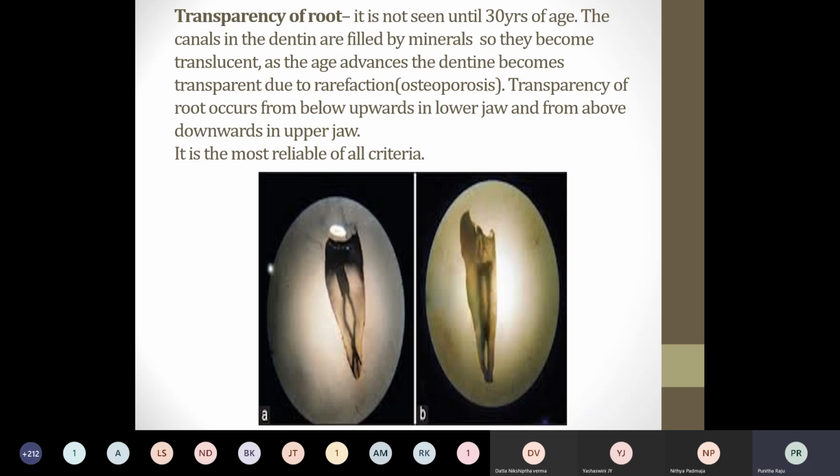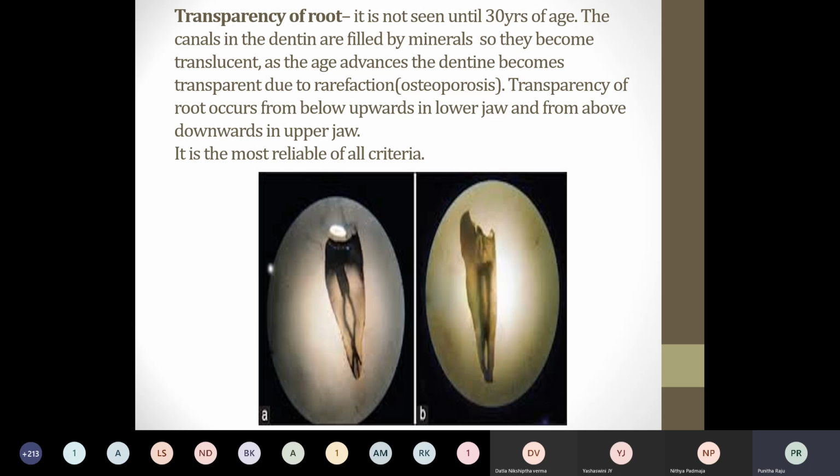The next most important one is the transparency of the root. Of all these six criteria in Gustafson's method, the transparency of root is more accurate. Okay, so whenever Gustafson's method is asked, they will ask you which is more accurate of all this. So the transparency of root is more accurate. It is not seen until 30 years of age. The canal and the dentin are filled by minerals, so they become translucent. As the age advances, the dentin becomes transparent due to rarefaction.